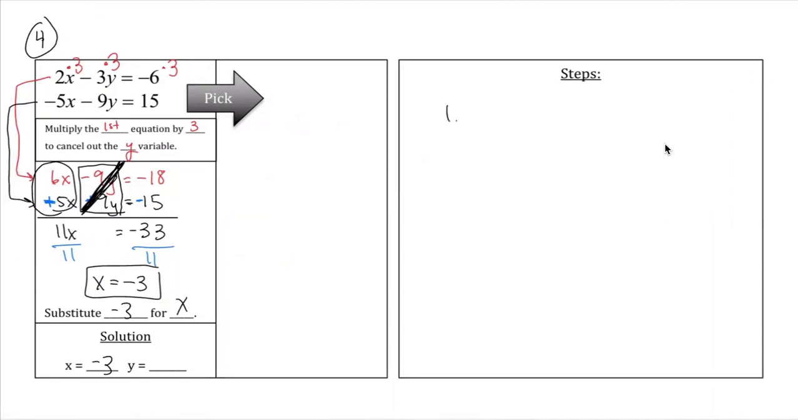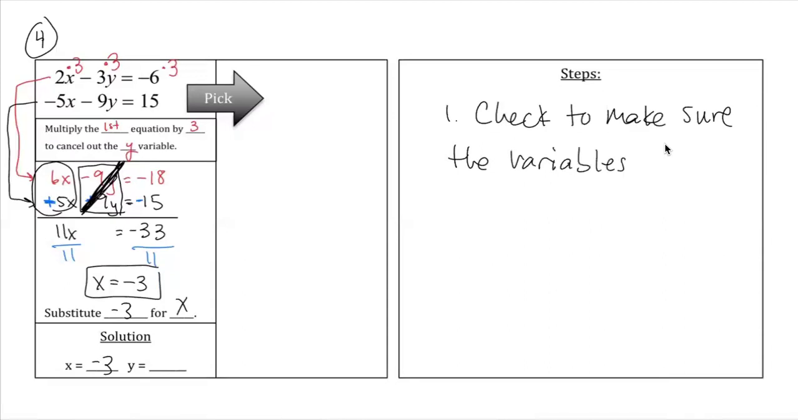This step, only going to put one step for this one. Just check to make sure the variables actually cancel out. Check to make sure the variables actually cancel out. So on the back side, I'll give you a hint. All the problems on the back side, they're not going to cancel out. You're going to have to switch the signs. The front side all canceled out automatically when you multiplied. The back side won't. So check your work on there.